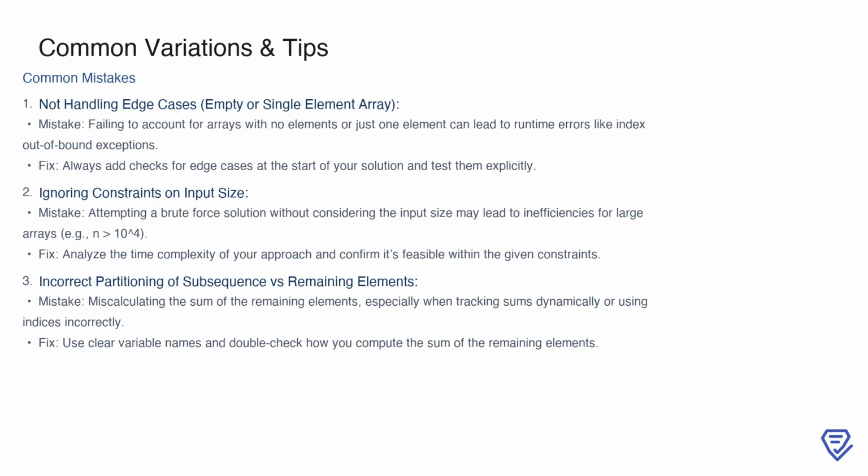Common mistakes in solving this problem often stem from overlooking critical details. For example, when dealing with edge cases, arrays with no elements or just one element are easy to miss but can cause runtime errors like index out-of-bound exceptions. To handle this, it's crucial to add explicit checks for these cases at the start of your solution and include test cases to validate them. Another common pitfall is ignoring the constraints on input size.